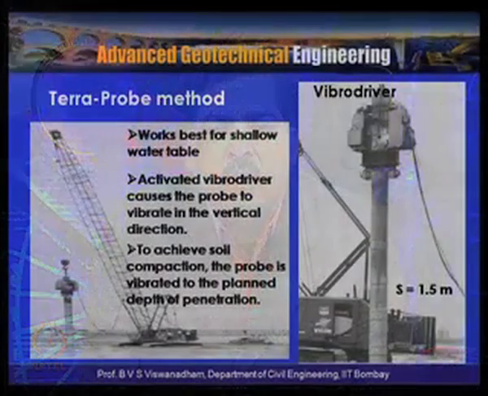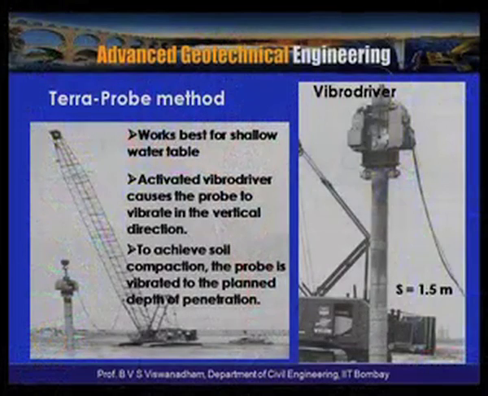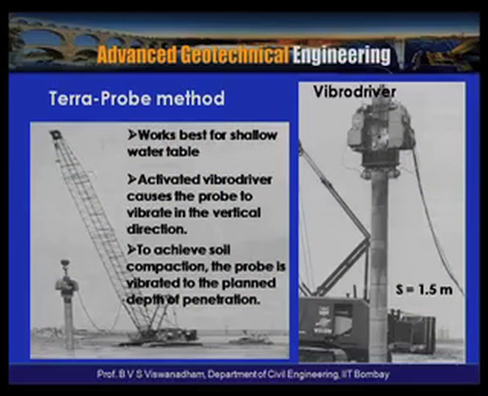In this slide, the terra probe method is shown, and it works best for shallow water tables. It has an activated vibro driver which causes the probe to vibrate in the vertical direction. To achieve soil compaction, the probe is vibrated to the planned depth of penetration. The spacing is generally 1.5 meter, and the area is compacted. This photograph shows the process of compaction using the terra probe method.